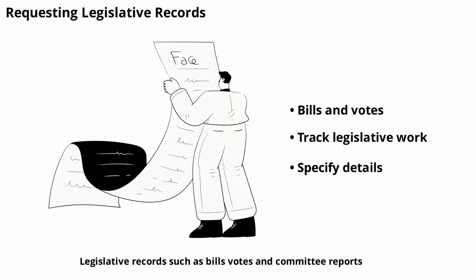Legislative records, such as bills, votes, and committee reports, are public documents that track the work of lawmakers. These records are essential for understanding the legislative process and holding elected officials accountable. Specify the bill number, session, or committee in your request.